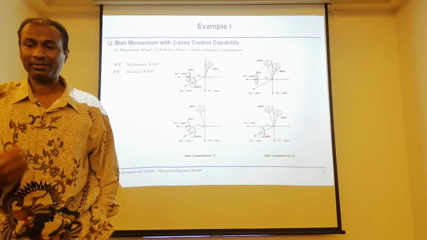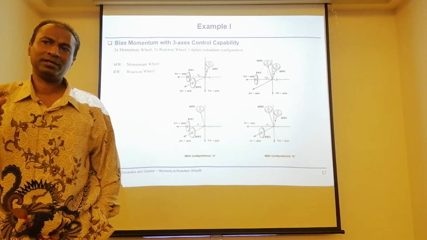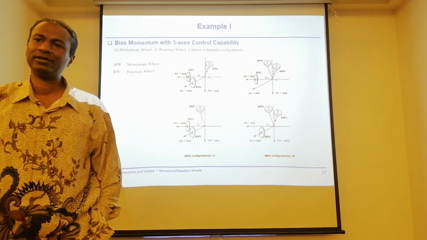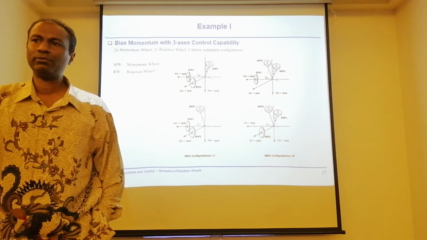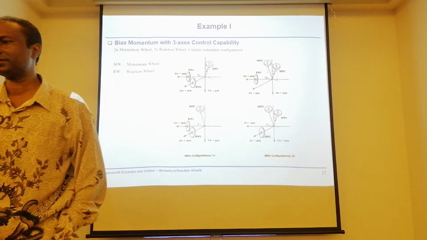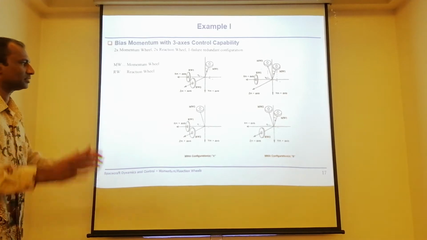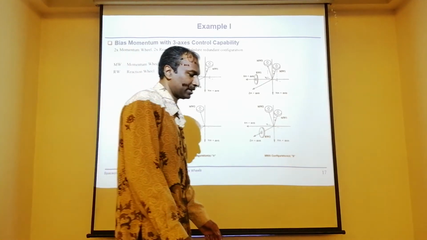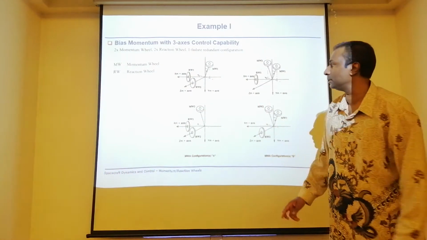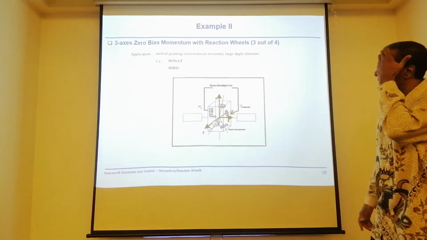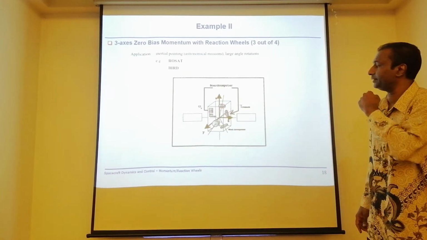wheels actually. But let us take it this way. You want to have 3-axis control. Let's say we must have 3 wheels. Then we add another one for redundancy purposes. Done. So you have 4 wheels. Let's say 4 reaction wheels. That's fine. You can actually fly a satellite. Okay, go on. Now we have here another.